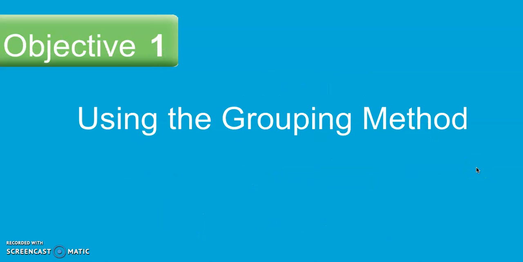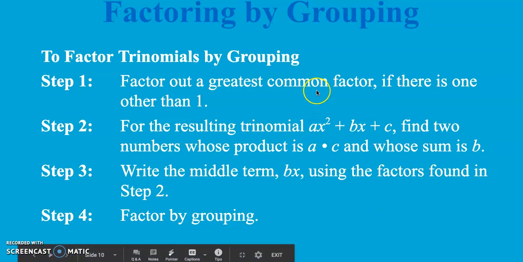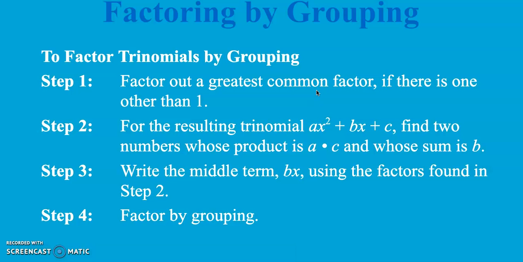So in order to use the grouping method, here are your steps. Step 1, factor out the greatest common factor if there is one other than the number 1. Just like the previous slide, how we factored out 3, if it's factor by grouping, you factor out the greatest common factor. The resulting trinomial will be ax squared plus bx plus c. You find 2 numbers whose product is a times c and whose sum is b. I know it sounds confusing. As soon as we get to the numbers, it'll make more sense, I promise.